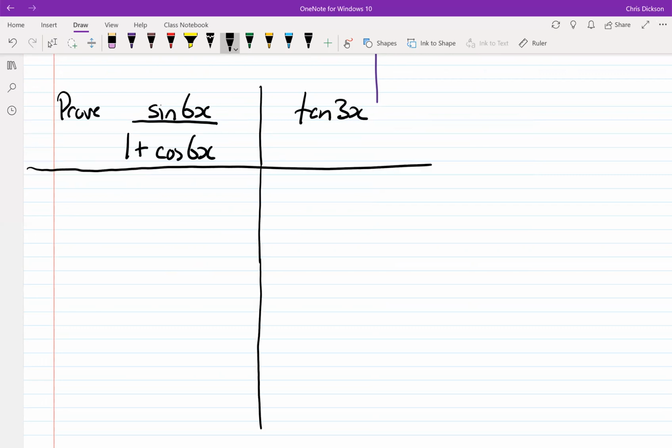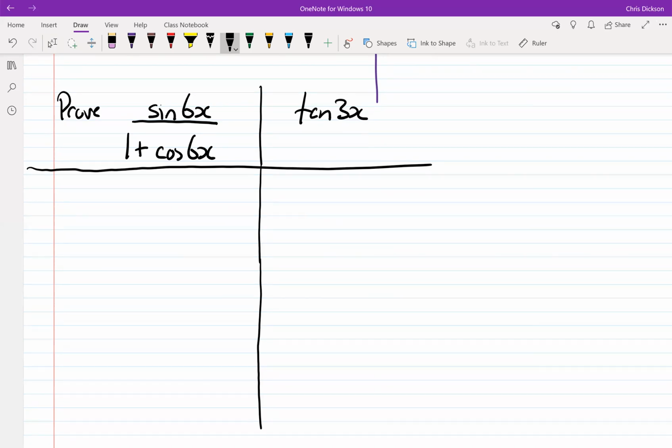So I'm just going to double check I wrote it correctly. So sine 6x all over 1 plus cos 6x equals tan 3x. So once again, we're going to pick a side. I'm going to pick the left side. There's more things there, so I'm going to work with the more things side.